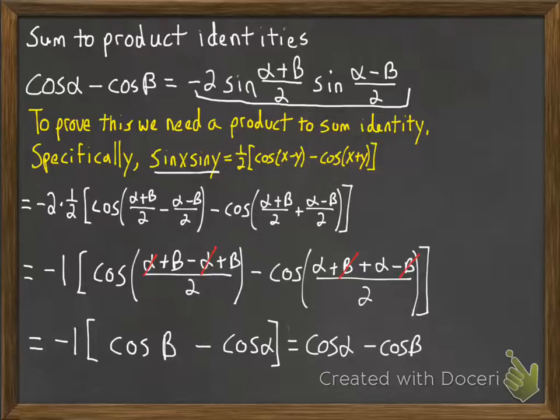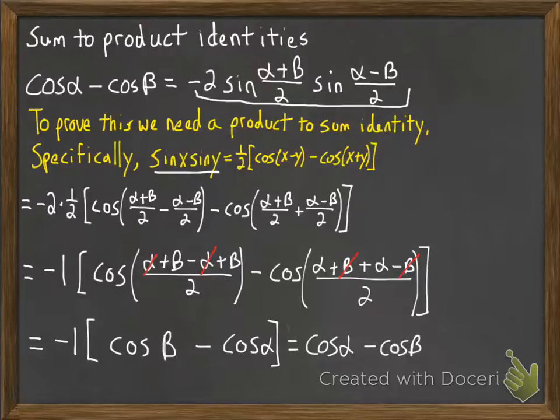Now, the product to sum identities that we talked about before are useful in calculus. The sum to product identities are useful in a more algebraic sense in solving equations. We use these when we're trying to solve equations involving trig functions that have 2 different angles. This one will be useful where you have a cosine of one angle minus a cosine of a second angle. Usually it's best if it's equal to 0.